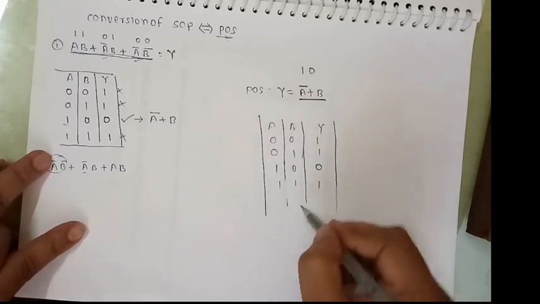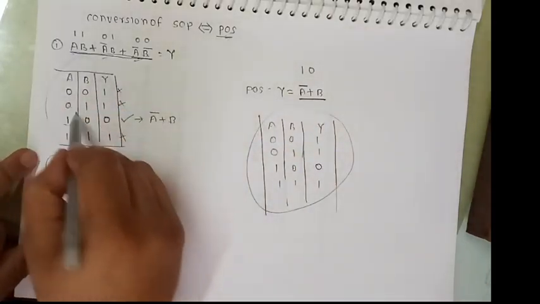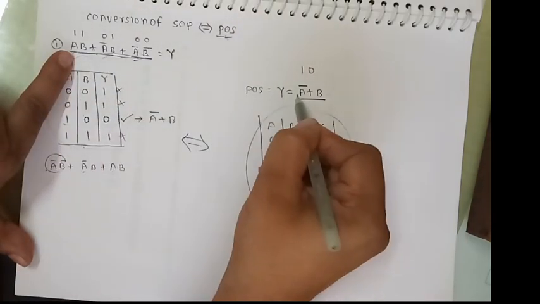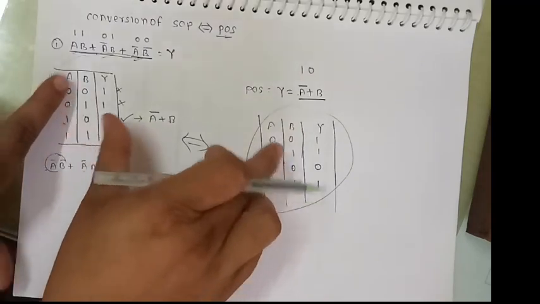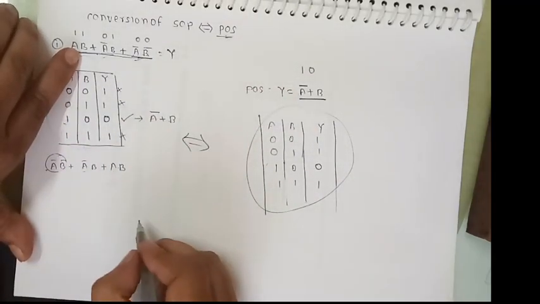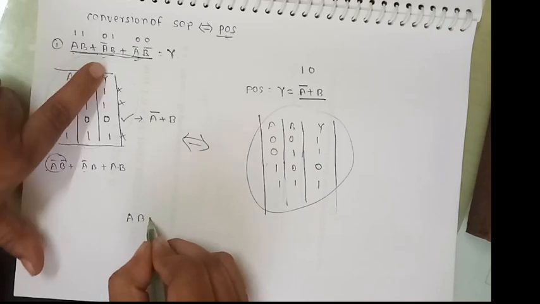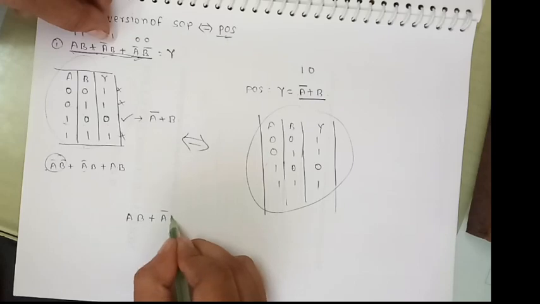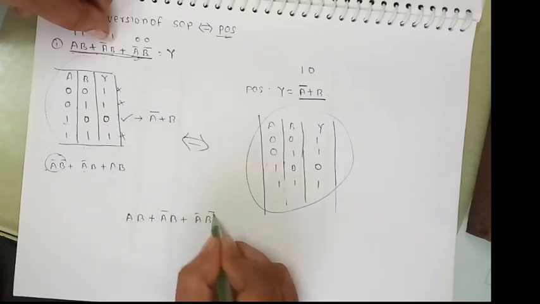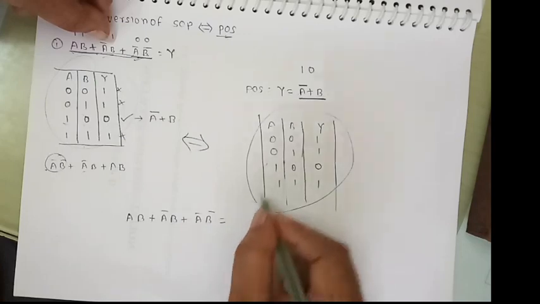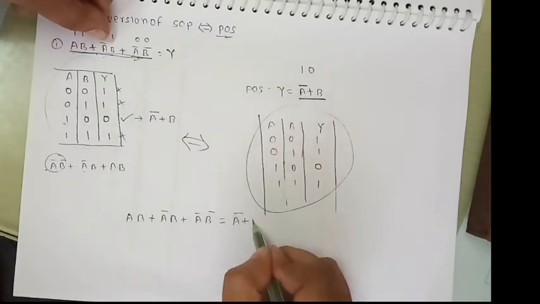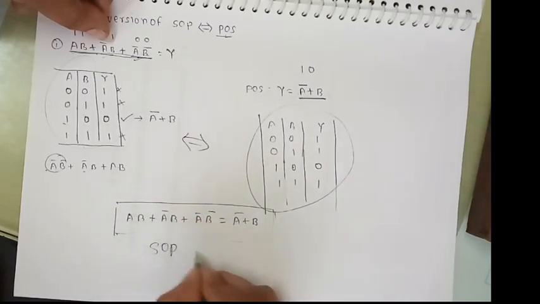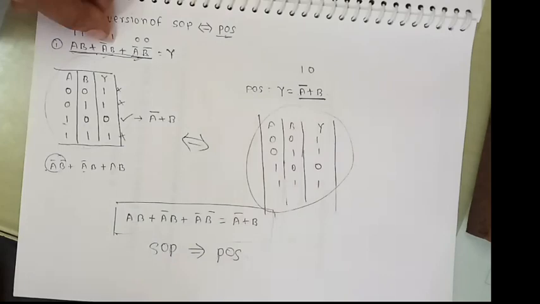Okay, so if you look at either this table or this table, both are the same, which means this equation is equivalent to this equation. From this conversion we can say the equivalent of this SOP equation, suppose this is AB plus A bar B plus A bar B bar, its equivalent POS equation is A bar plus B. So in this way we have converted the SOP equation into the POS equation.